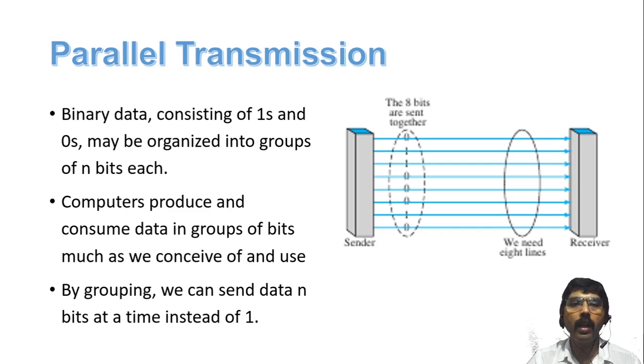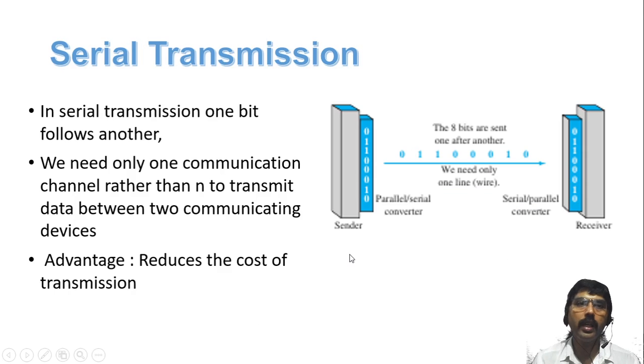In parallel, for sending n number of bits, we need n separate lines, separate cables or lines. But in serial transmission, we are transmitting the entire data one by one using a single line. N number of bits are transmitted one by one in a single line. So what is the advantage? It will reduce the cost of transmission. Instead of n separate wires, we are using a single wire, so it reduces the cost of the transmission.